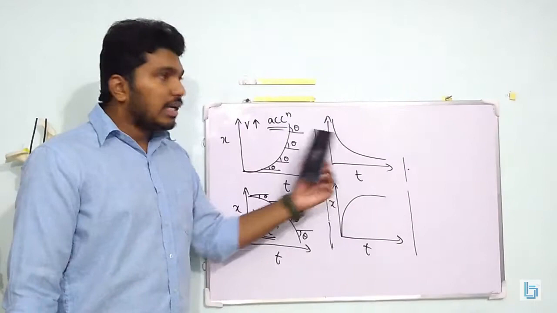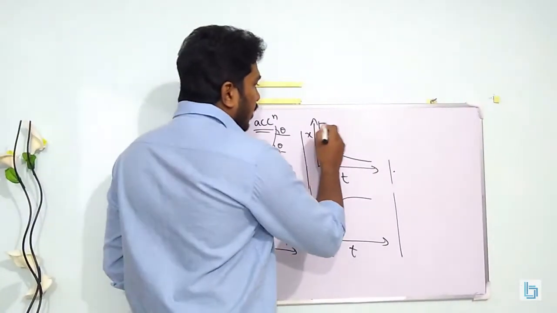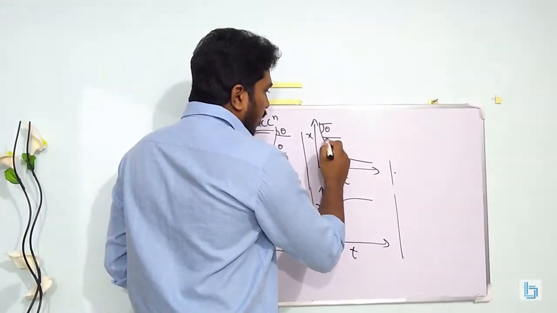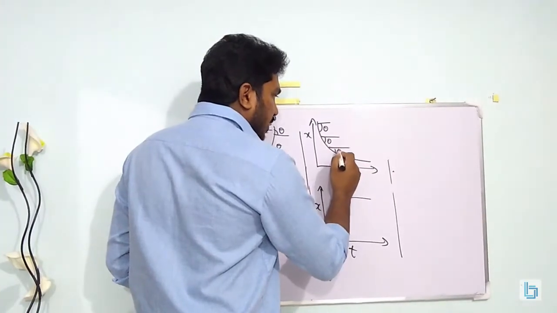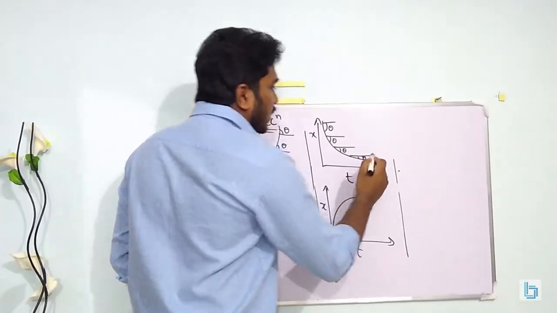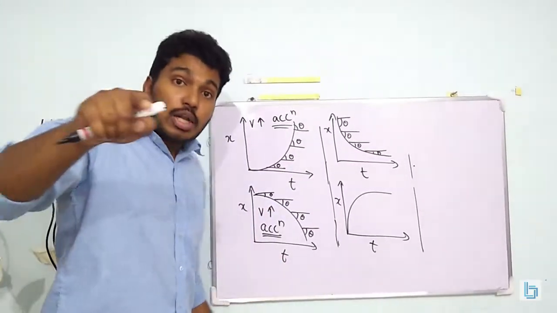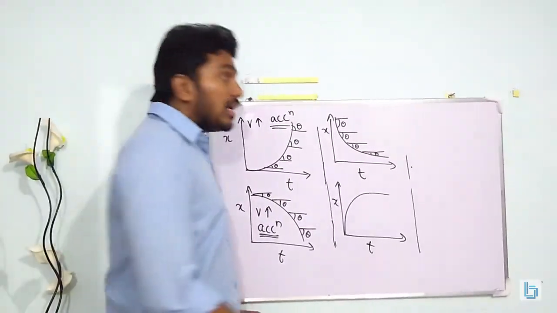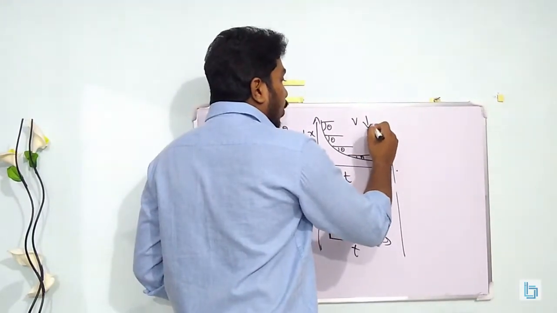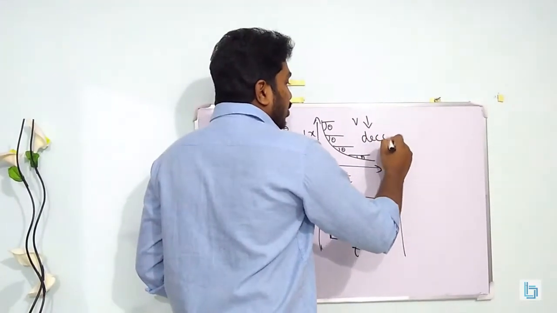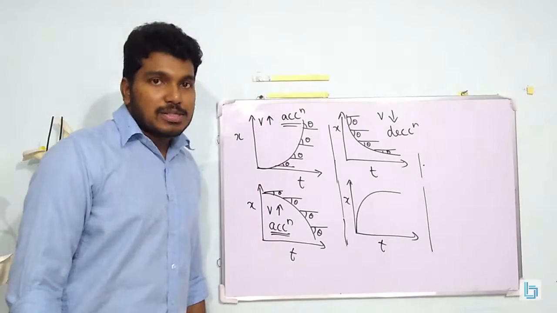Okay, now this graph, again look at theta. Here a big theta, here a smaller theta, here at the peak a tiny theta, here a very small theta. So what is happening here? Again, the theta is decreasing. If theta decreases, tan theta decreases. If tan theta decreases, velocity decreases. So this is deceleration. Did you understand the method?